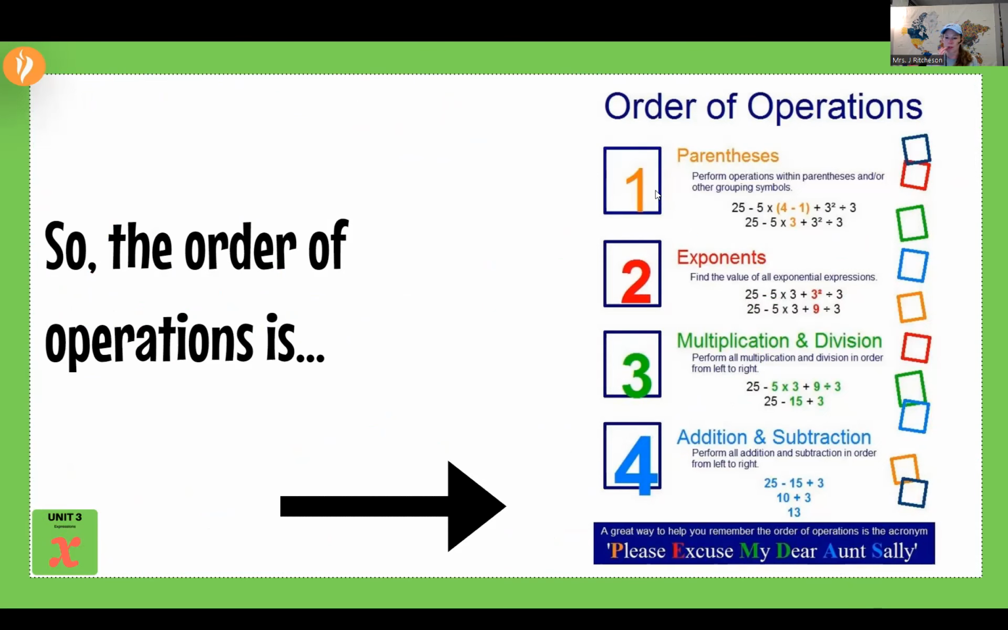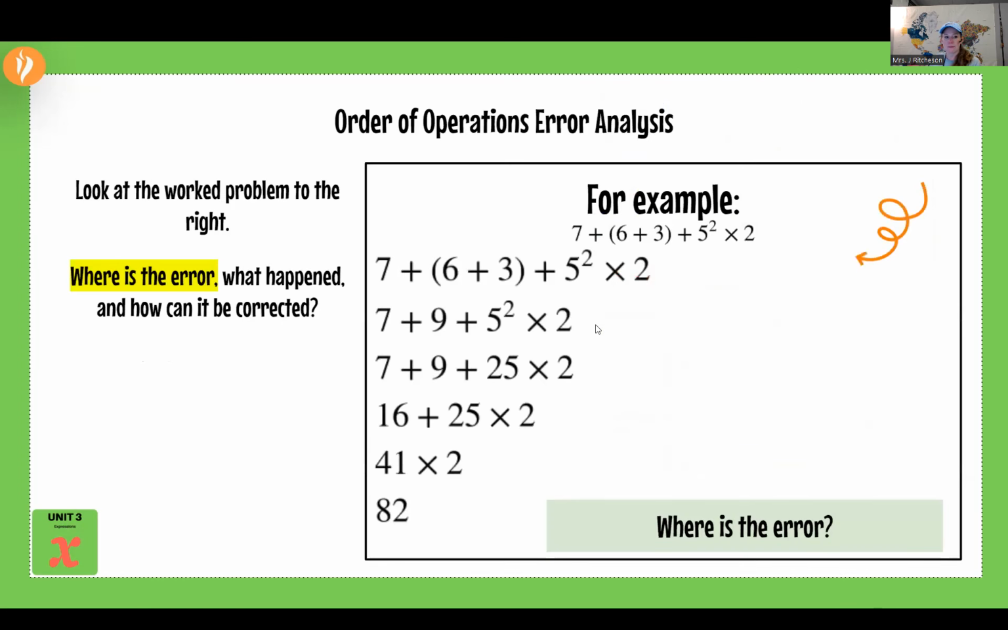So don't forget the order of operations. Please excuse my dear Aunt Sally. Okay? Now, sometimes you're going to have to figure out what has happened. Why is this answer incorrect? Okay, so you have to look at each line and figure out what happened. Why did they get this wrong? Where is the error? You see it?